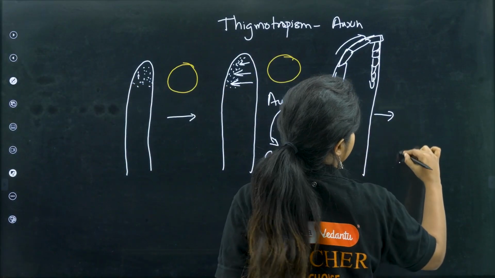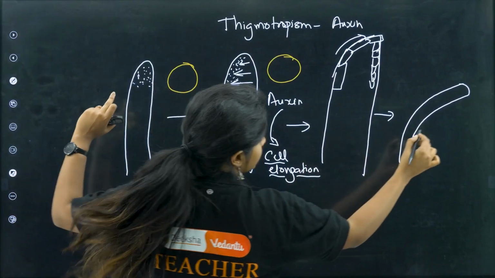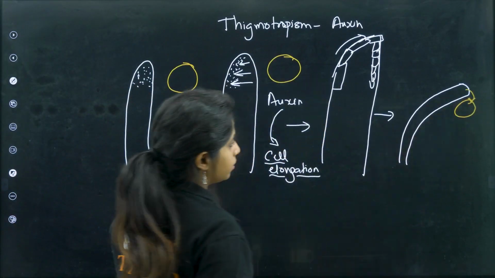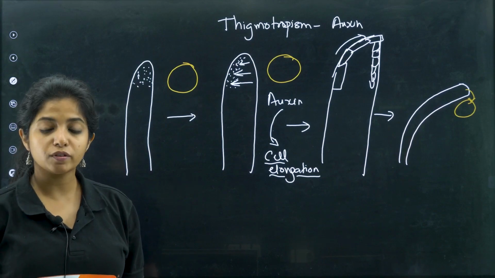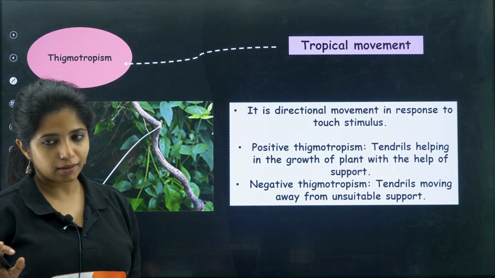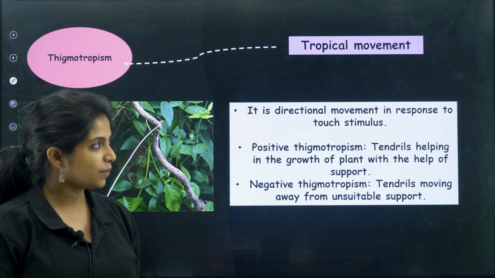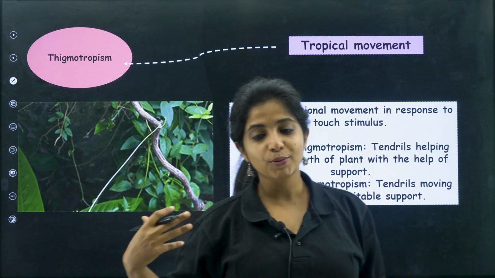Now it will slowly bend totally towards the support and it will be coiling around it. Got it? So thigmotropism and phototropism, just remember it's auxin, and you have to make the diagram like that. I will give you the proper diagram. Don't draw the diagram like this. Okay? So that's all. I hope you are understanding what I am trying to say.